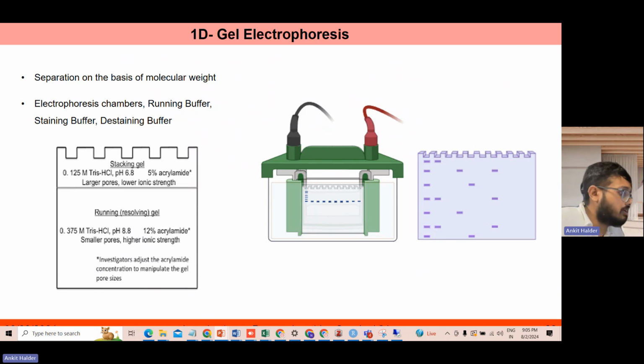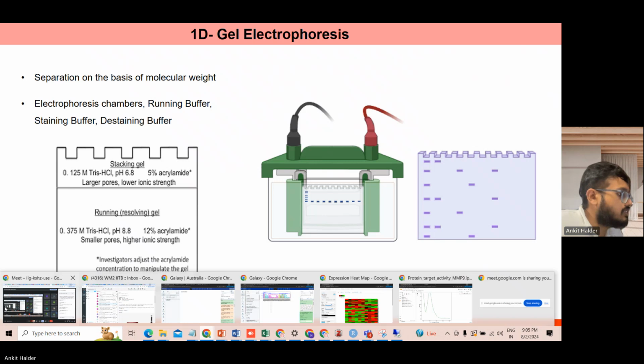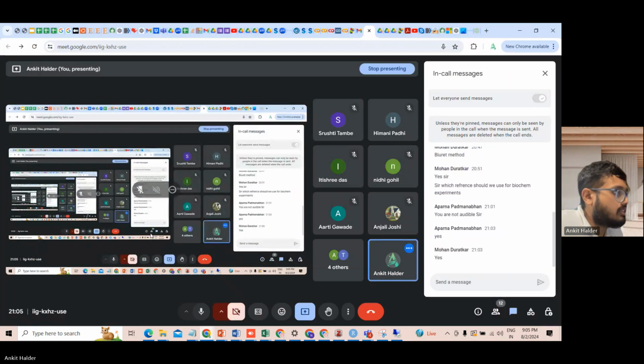So how many of you are familiar with SDS-PAGE? So all of you are familiar, or you are learning it for the first time? How many of you are familiar? Just give a thumbs up quickly. So all of you are hearing it for the first time. Who is hearing it for the first time? Aparna, you are learning it for the first time.